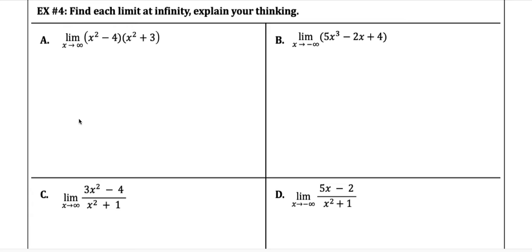Okay, now for A. Theoretically, the same rules still apply. It doesn't have to be a rational expression; we're just going to focus on the highest degree. This minus 4 isn't really going to change that answer when I plug in infinity, and this plus 3 isn't either. So my focus is going to be infinity squared times infinity squared.